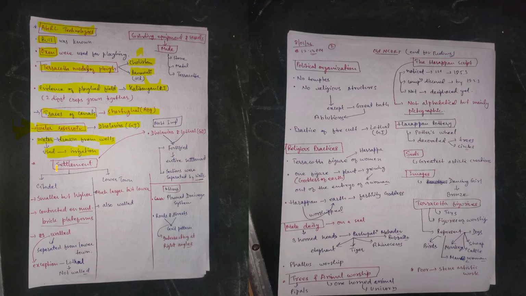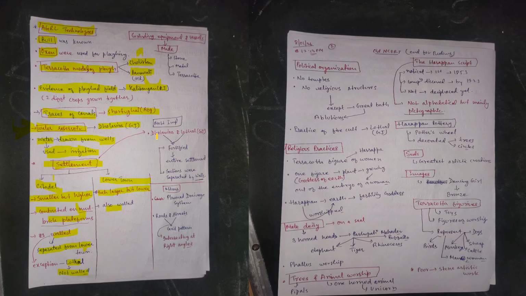Now let us understand the settlement system. Basically, settlements used to be of two types. First was the citadel, and second was the lower town. Citadel was smaller but higher. It used to be small in number but higher in height, whereas the lower town used to be much larger but lower. Citadel was constructed on mud brick platforms. It was walled and separated from the lower town. However, there is the exception of Lothal, which was not walled.